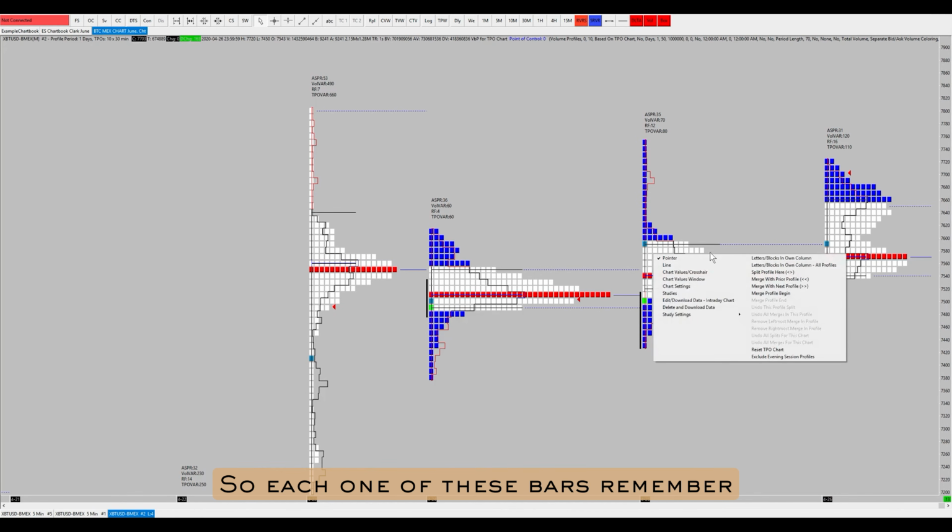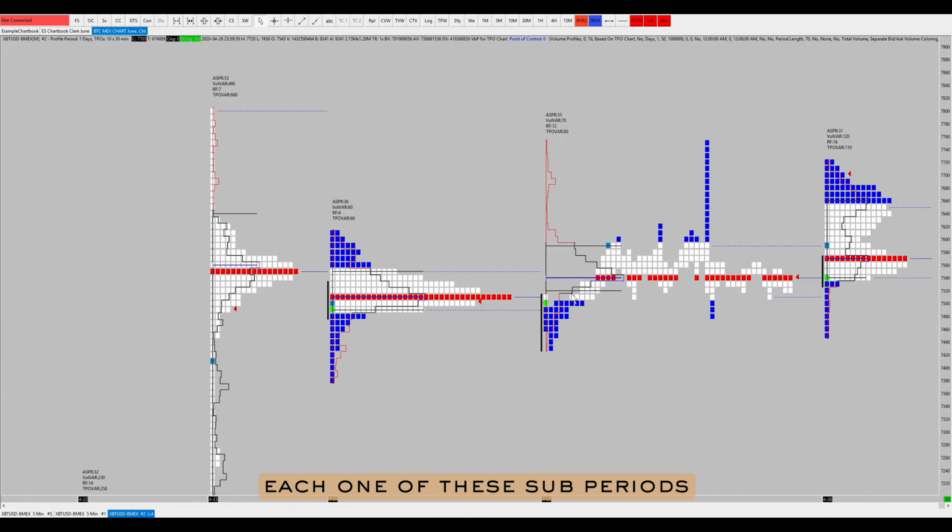So each one of these bars, remember, each one of these subperiods is a 30-minute candle. So the average subperiod range is just the average size over the course of the day. So average size from a high to low standpoint of each individual 30-minute rotation within this structure. So in this example, we see that this day has been completed and the average 30-minute candle size was 35 points or $35.